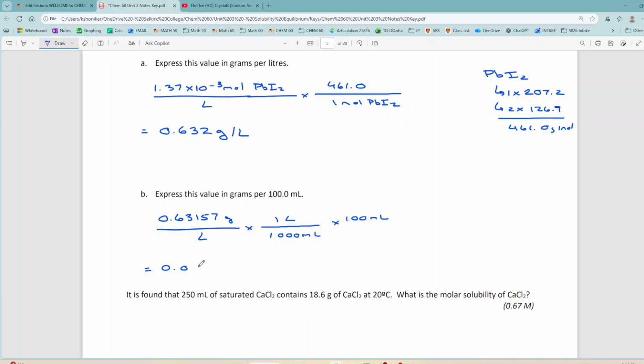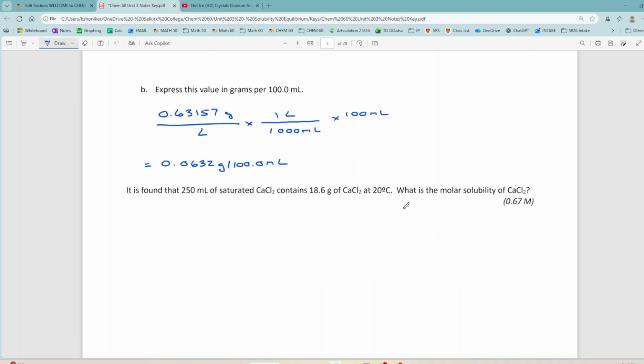0.0632. I think I said times by 10, I meant 100. 0.0632 grams per 100 milliliters. Now you don't have to do that. Me personally, I know that 100 milliliters is 1/10 of a liter, and so I would just divide by 10, right? So you don't have to do this whole conversion to milliliters and then change it to how many milliliters you want it to be. You choose, right? As long as you can understand how to convert.